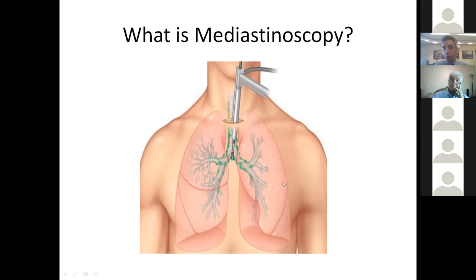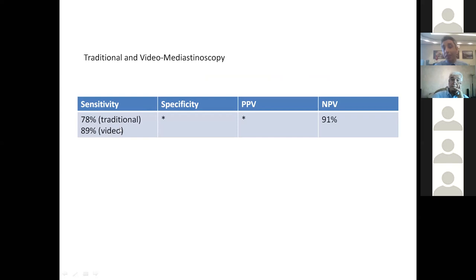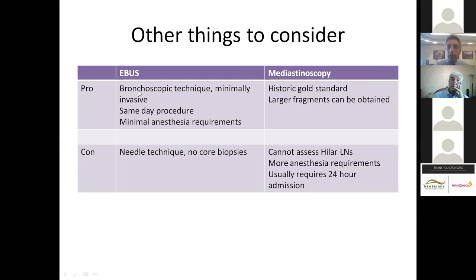Now, traditional mediastinoscopy had a sensitivity of 78% in these reviews and 89% if you use video, and a negative predictive value of 91%. Now, the things to consider when thinking about one versus the other: EBUS is a bronchoscopic technique. It requires minimal anesthesia. We've even done it with just conscious sedation. And it's a same-day procedure. Obviously your patient is going to have the procedure and then leave after a couple of hours of recovery. The con is it's a needle technique that does not get you core biopsies. It gets you cells, not core biopsies.